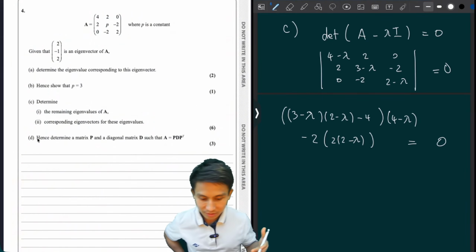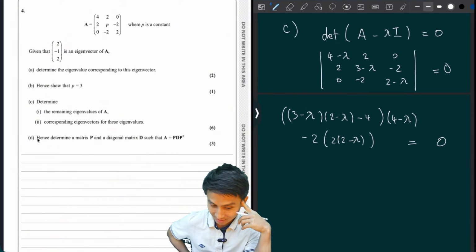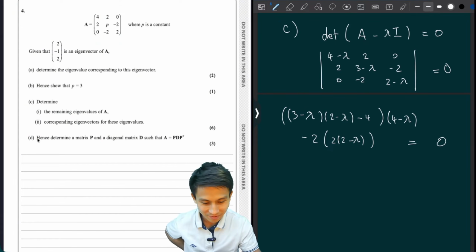Now the smart way to do this is to maybe try factorize first, if you can. If you can't, then it's fine. Maybe you just have to expand. Yeah, probably have to expand all of that, right? It's going to be a little much.